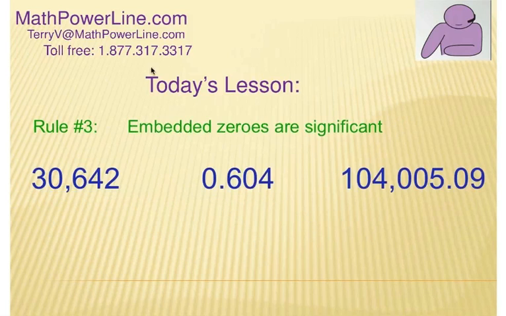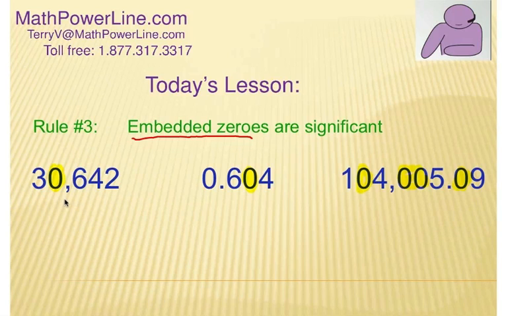Rule 3, embedded zeros are always significant. Embedded zeros. All right, where are they in these numbers? Well, an embedded zero is any zero that's in between any significant digits. So this 0 here is embedded. It's between the 3 and the 6, of course. This one is embedded. This one, these two, of course, and this one here. All right, they are significant.